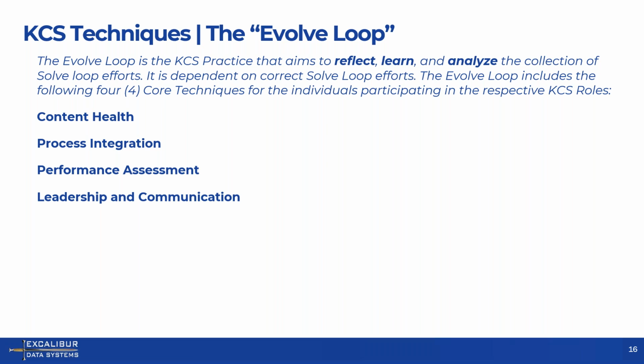Because the solve loop is doing that day-to-day capture, linking articles and sizing things up, it's important to understand how effective the process is, how effective the people are, and how things are working. So that's why the evolve loop exists. It's divided into these 4 sections: content health, process integration, performance assessment, and then finally leadership and communication. So we're going to spend the remainder of our time talking about these 4 elements.